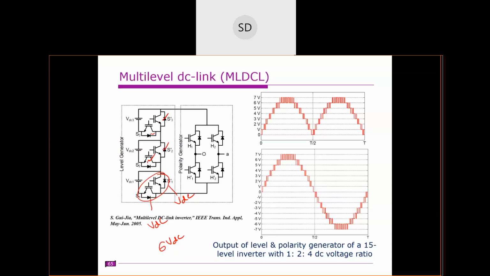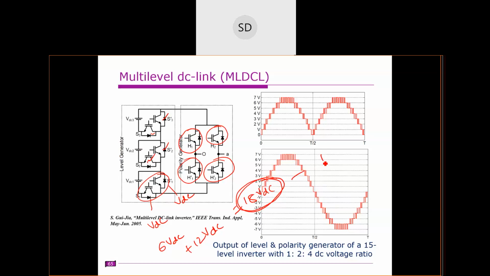Yes, sir. Coming to this polarity generator, this is 3 VDC, this is 3 VDC, this is 3 VDC, and this is 3 VDC. So that means 12 VDC. So its total blocking voltage is 18 VDC, or total standing voltage TSV is 18 VDC. Clear? So this is how we will find out the total standing voltage.